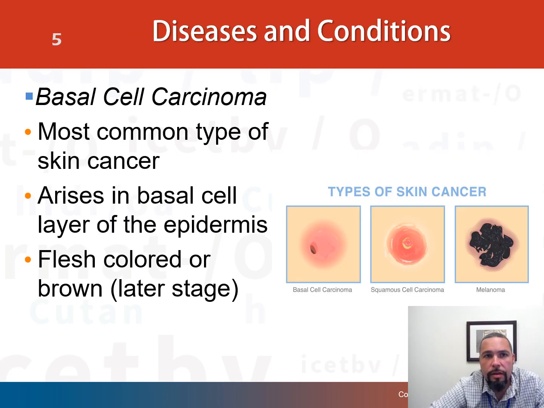So some diseases and conditions, so we can address some basal cell carcinoma. It is the most common type of skin cancer, okay? It arises in the basal cell layer of the epidermis, and it's flesh colored or brown, which will be a later stage. So if we were to look at these pictures right now, this basal cell carcinoma will look like this. Melanoma will look something very similar to this, okay?